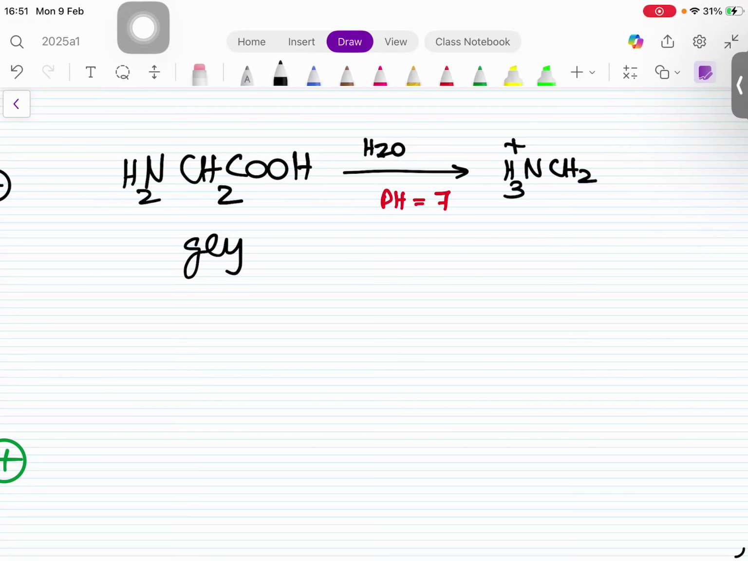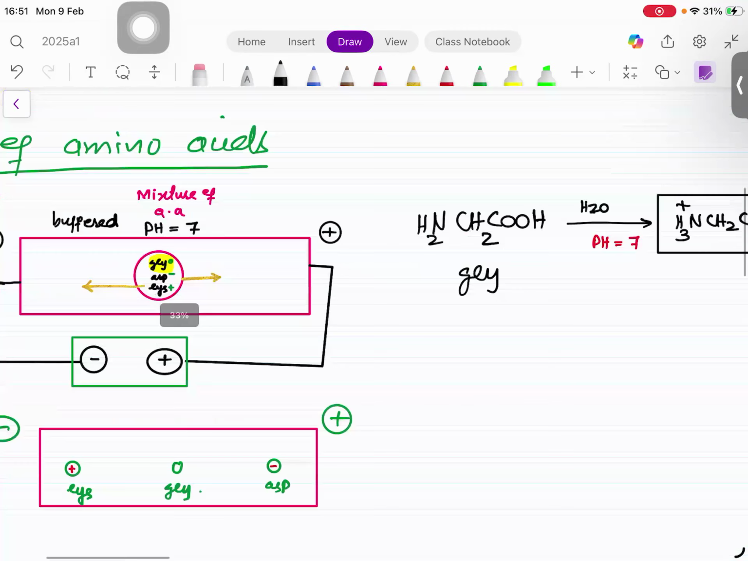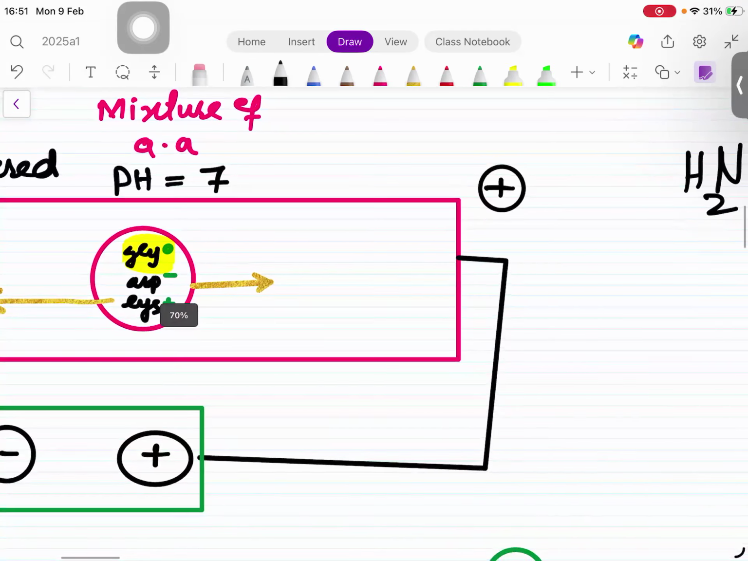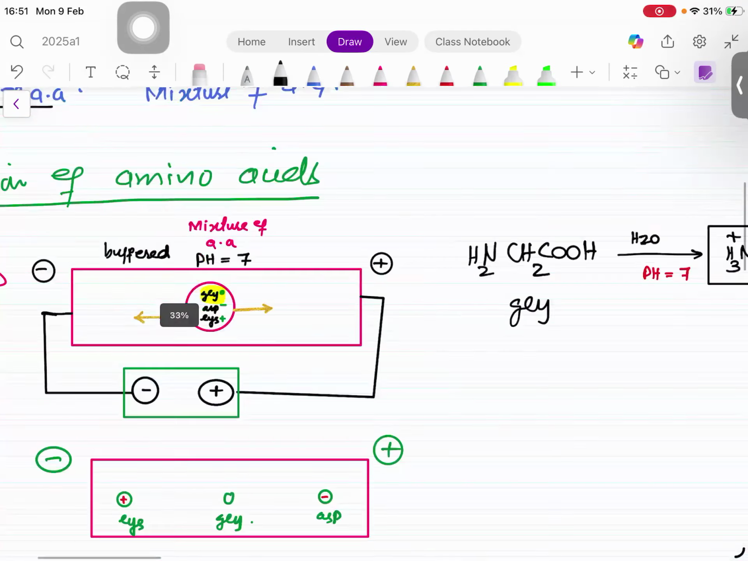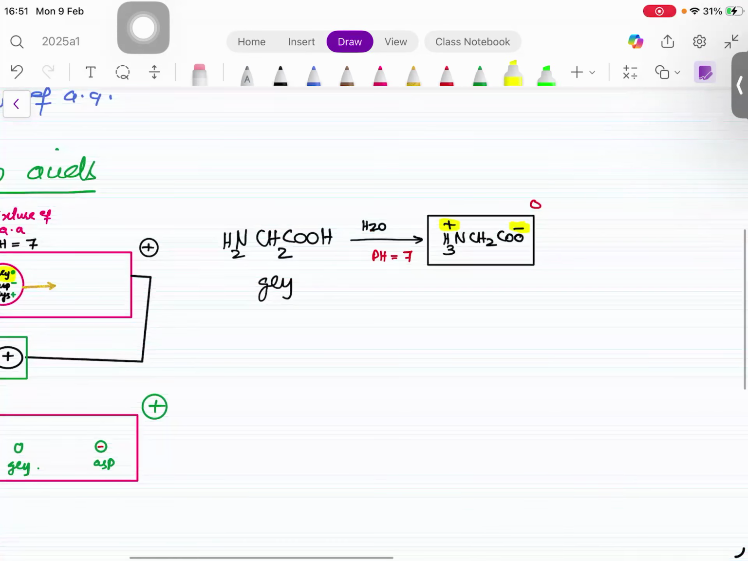Zwitter ion at this. So you notice that glycine being a Zwitter ion in this mixture cannot move in any direction. It remains in the center because it doesn't have any charge. It's a Zwitter ion, the one where one side is negative and one side is positive, and the overall charge is zero. There's no overall charge, right?